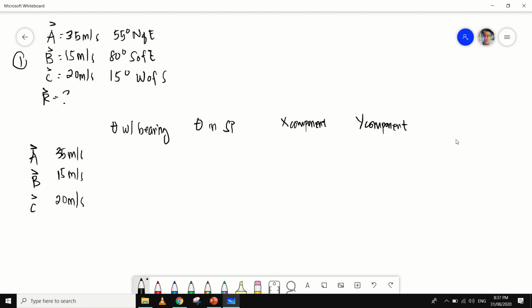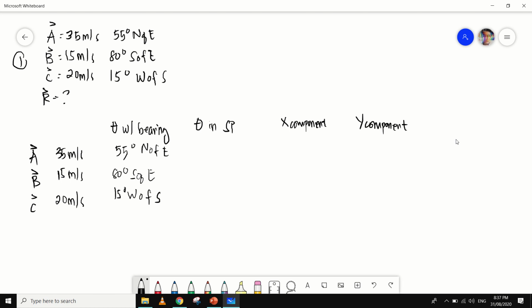So, the first step that we do is write a table. In my case, in my step, I write a table. You have your angle with bearing, angle in standard position, the x component, and the y component. Now, let's first write the angle with bearing of each vector: 35 meters per second, 55 degrees north of east. Then you have 80 degrees south of east. And then, sorry, I erased it, south of east. And then you have 15 degrees west of south.